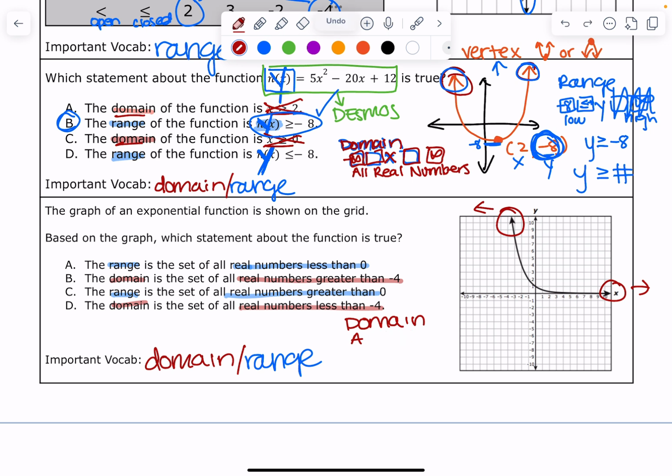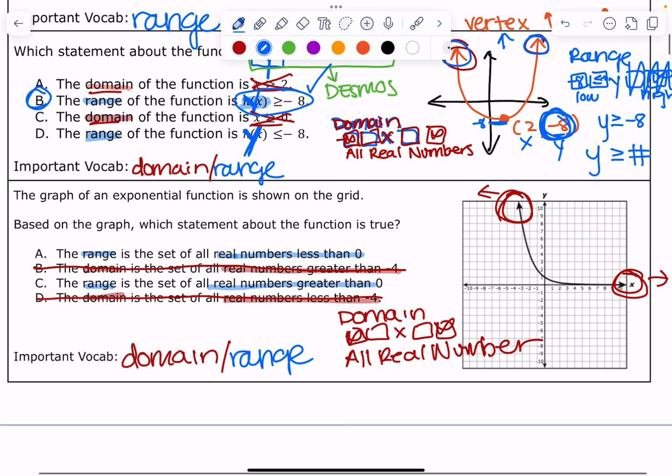So we would do box, x, box. You have an arrow going left, infinity, arrow going right, infinity, all real numbers. Now, if we look at my answers, I see domain is definitely not all real numbers. It has extra stuff, extra numbers. That's not good. Now, let's look at range. You have box, y, box.